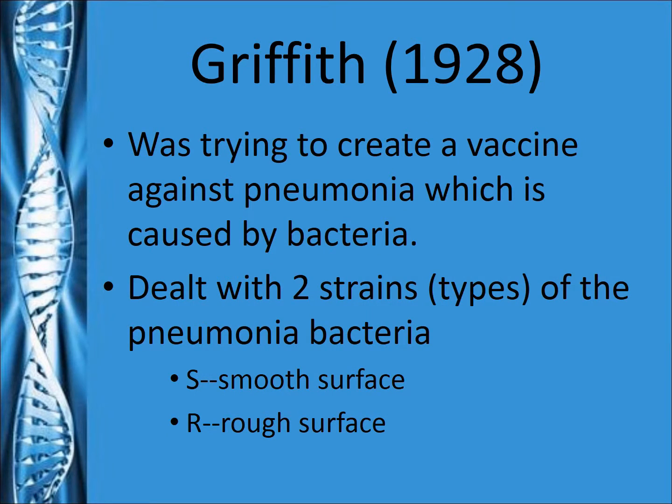One of the first experiments conducted to lead us to the conclusion that DNA is the genetic material was performed by Frederick Griffith in 1928. He was trying to create a vaccine against pneumonia, and so he was dealing with two different strains of the pneumonia bacteria, one of which had a smooth surface around the cell membrane, so that was named the S strain, and the other one had a rough surface, so that was the R strain.